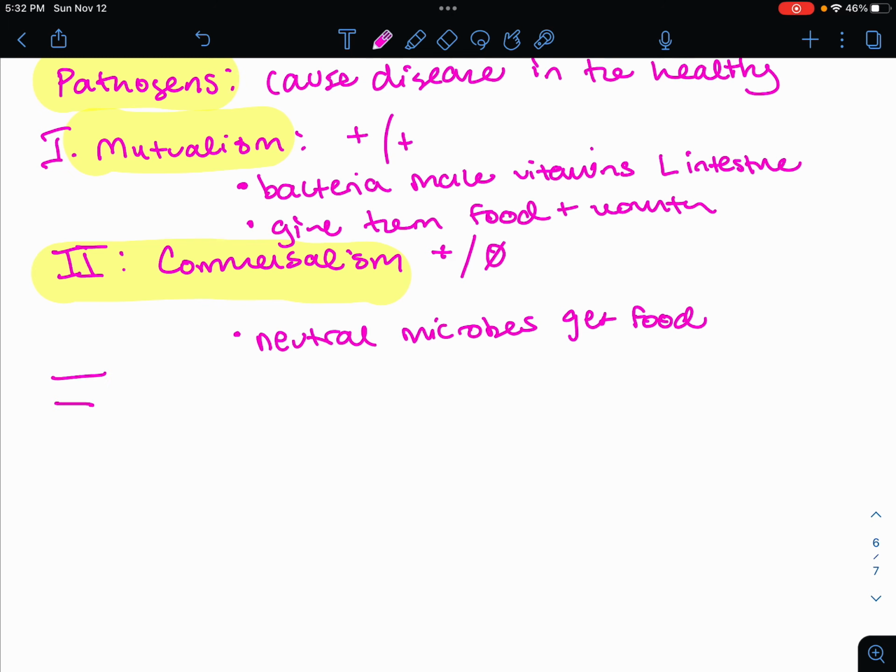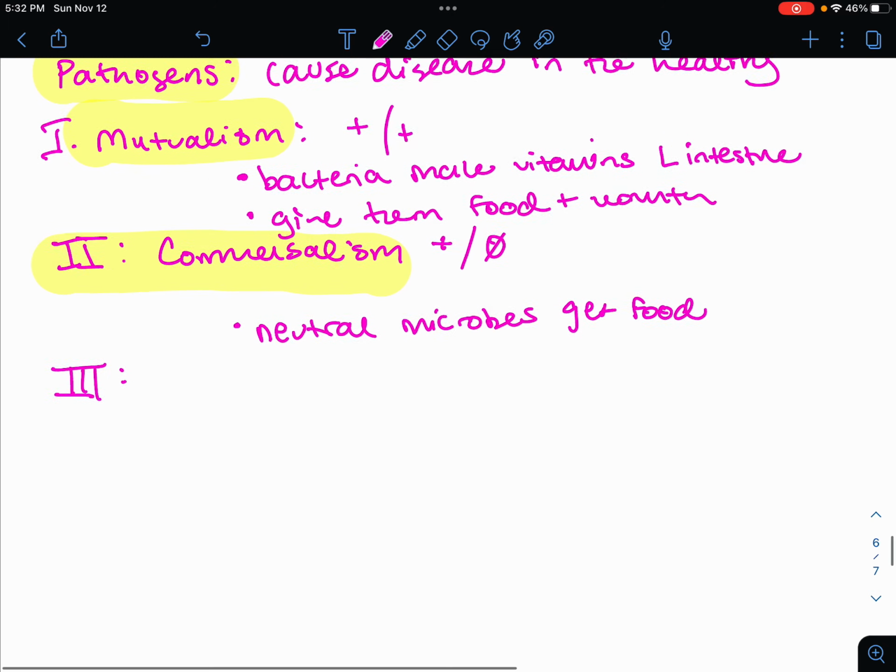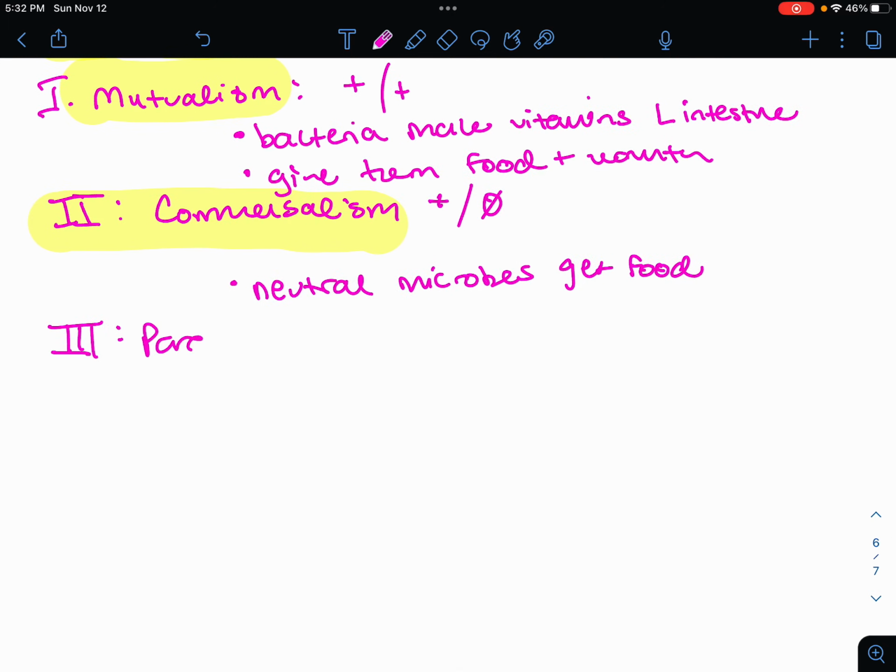And then our last interaction would be, of course, parasitism. And parasitism, as in other biology classes, this is where one of the organisms is gaining and the other one is losing something. It's benefiting at the expense of another. All pathogens are parasites, even prokaryotic ones.